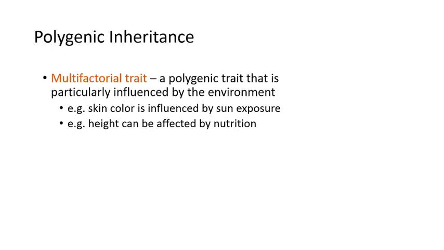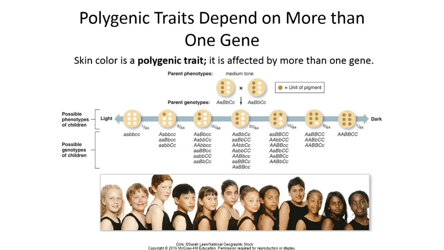Some genes are expressed with several traits, and we call those polygenic. So skin color and height are polygenic traits, but skin color can also be affected by how much sun exposure you have, and height can also be affected by the amount of nutrition that someone gets. Polygenic skin tones means that there are several genes that are going to be expressed in order to determine what base skin tone you have.